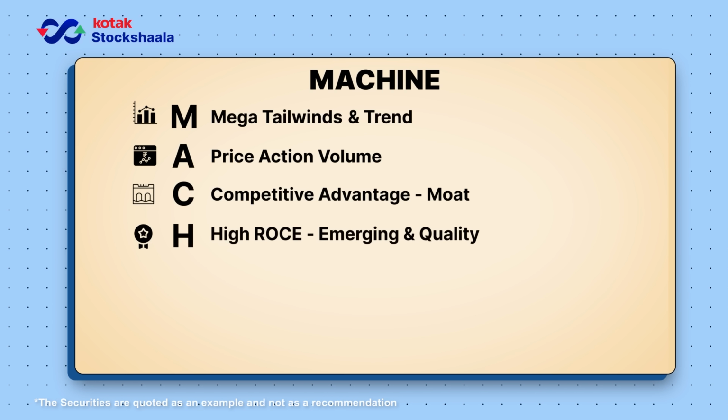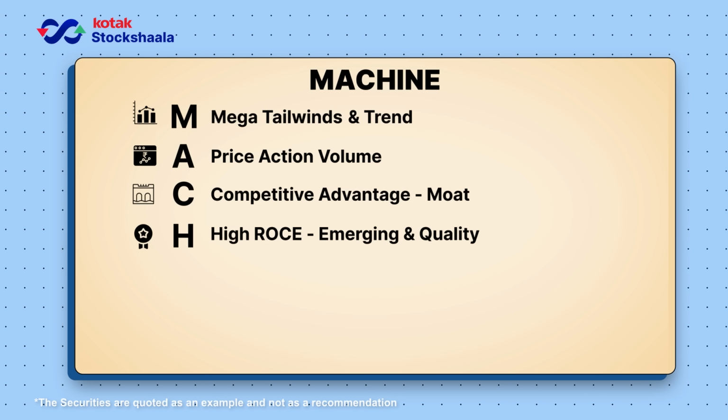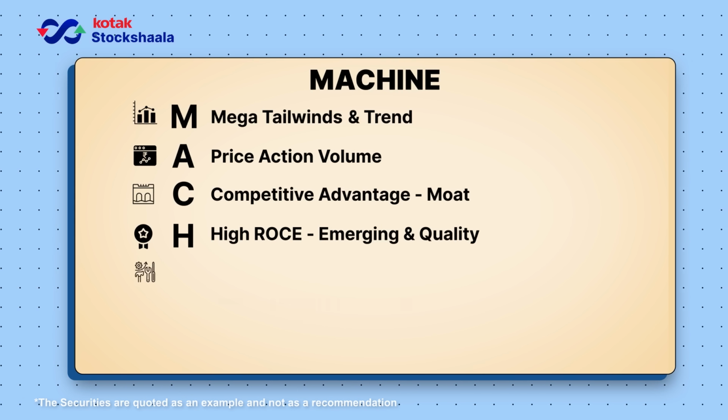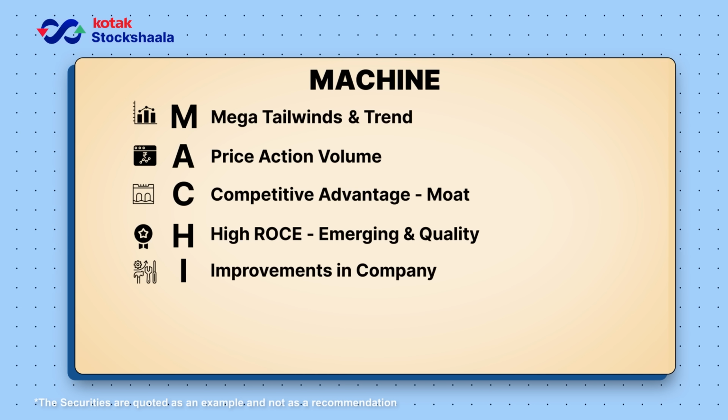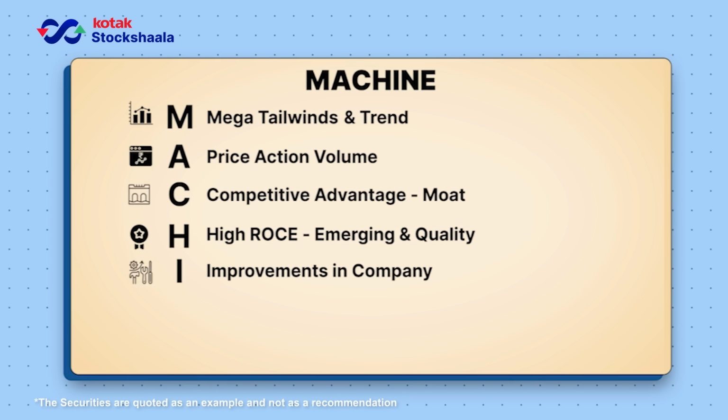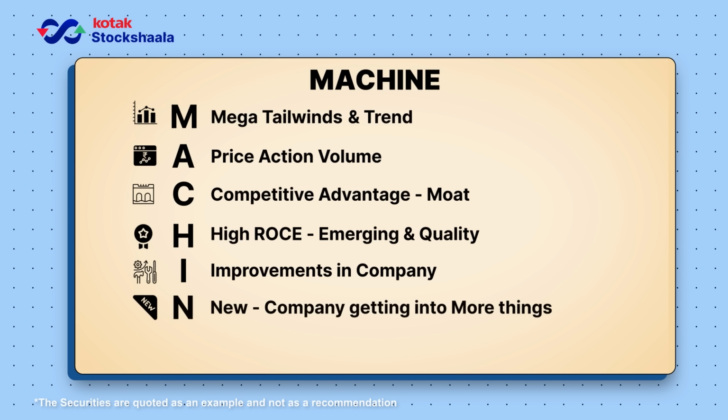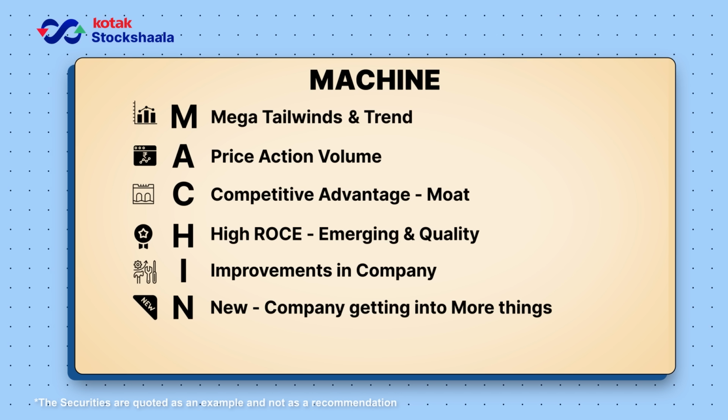H is called high ROCE, return on capital employed. Like how you can generate higher returns is also a very, very powerful advantage you can have. I stands for improvement in the company. So it could be improvement in terms of strategy. It could be improvement in efficiency. It could be improvement in the pricing power, and so on and so forth. N is new in the company. If a company is launching a new product, it is going into a new geography, their sales ultimately can grow.